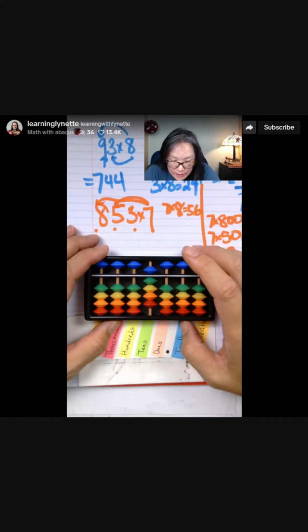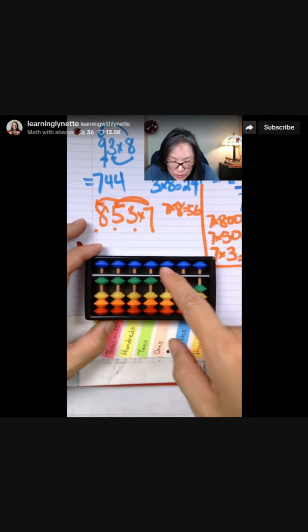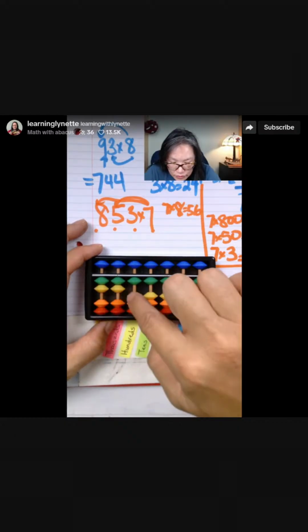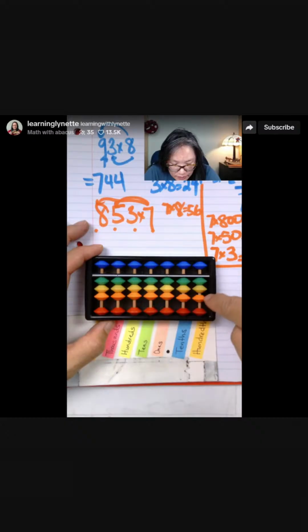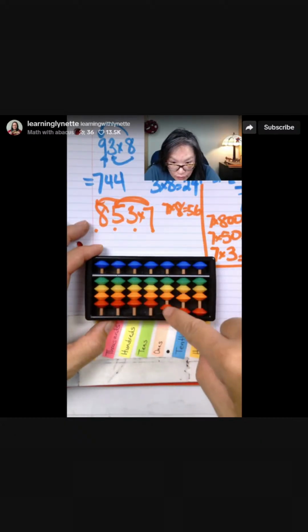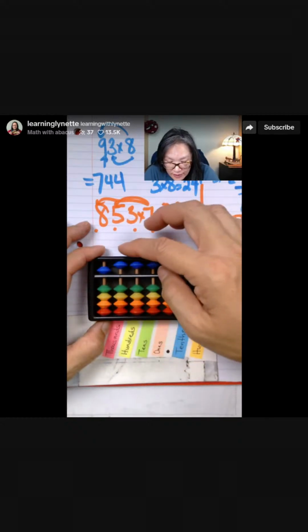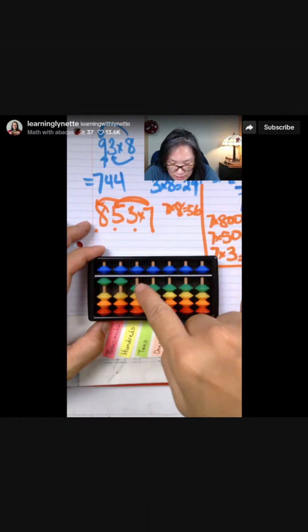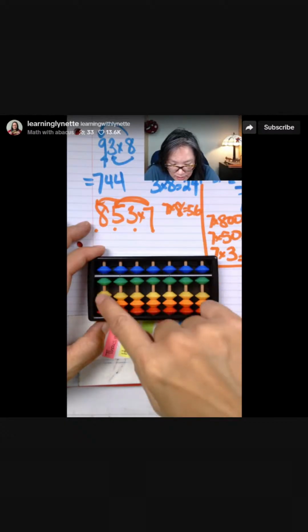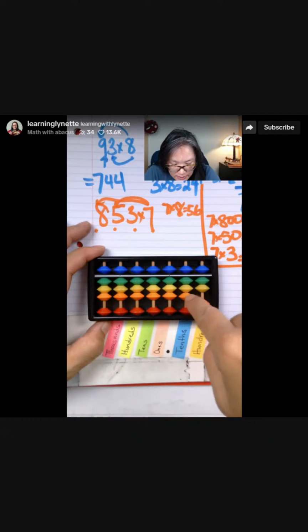We do 1, but then we could do 1, 1, 1, 1, 1, 1, 1. Then 2, 2, 2, 2, 2, 2, 2. 3, 3, 3, 3, 3, 3, 3. 4, 4, 4, 4, 4, 4, 4. And then 5, 5, 5, 5, 5, 5, 5. 6, 6, 6, 6, 6, 6, 6. 7, 7, 7, 7, 7, 7, 7. 8, 8, 8, 8, 8, 8, 8, and 9, 9, 9, 9, 9, 9, 9. That's it.